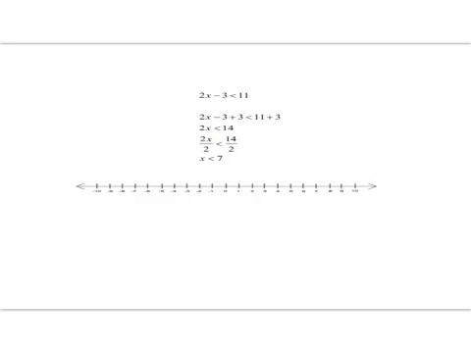Next, to eliminate our coefficient, we're going to divide both sides by 2. Therefore, x is less than 7. Since x is less than 7, we will be using the parentheses. Our parentheses would go on 7, going to the left.